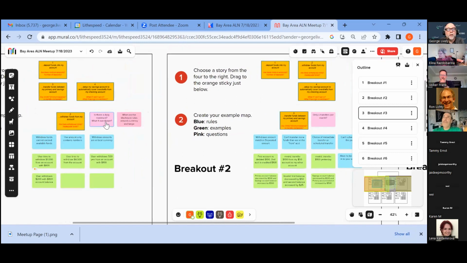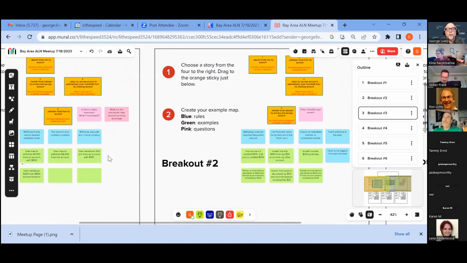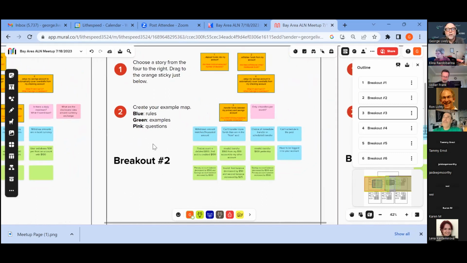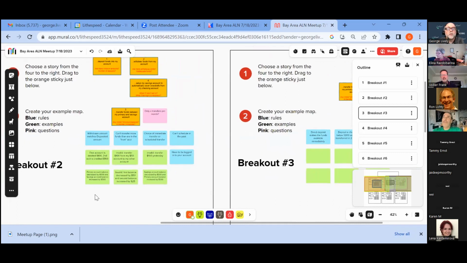Yeah. I do like these nice pink stickies about maximum, what if it's overdrawn, what are the disclosure rules around currency exchange. Those are really cool. And often I see teams also use these to really better define the boundaries of the story, something beyond just some clarification too. That can be handy. All right, breakout 2. Y'all chose to transfer funds.